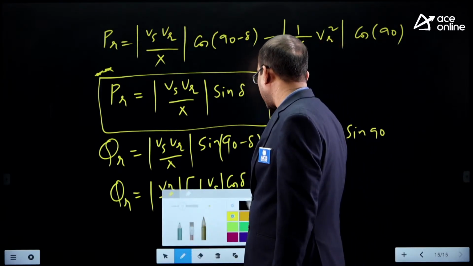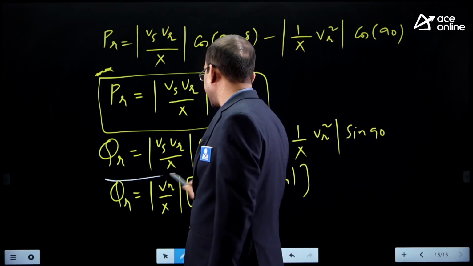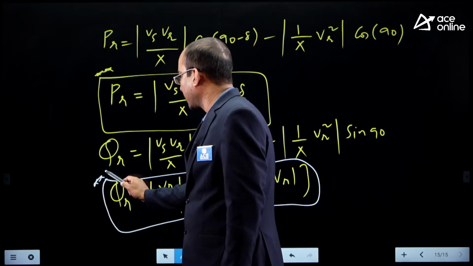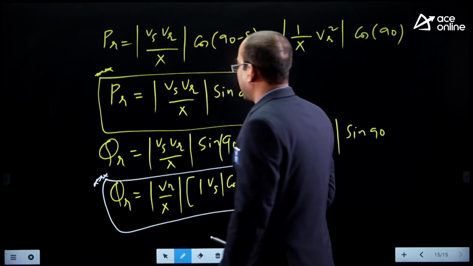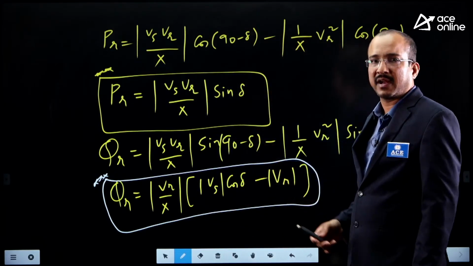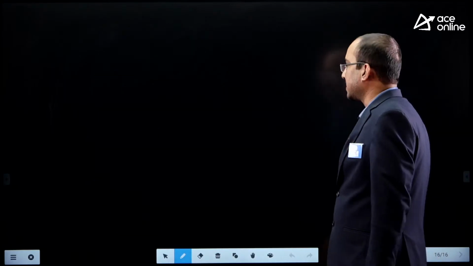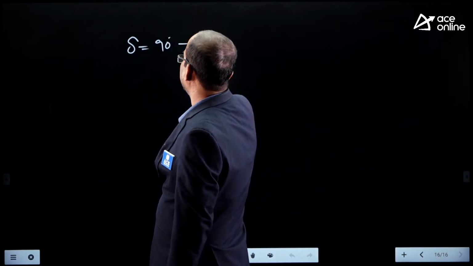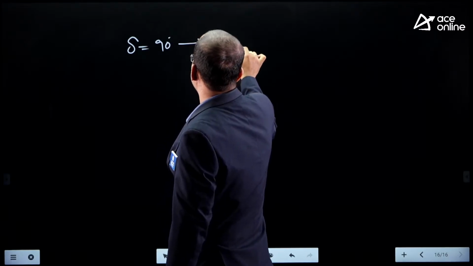Whenever the line is lossless, we need to use these equations for calculating the power transfer. So what is the maximum power transfer? When delta is equal to 90 degrees, you will get the maximum power transfer. So when delta is equal to 90 degrees, you will get PR maximum.